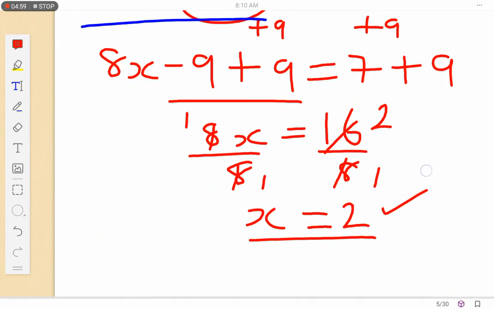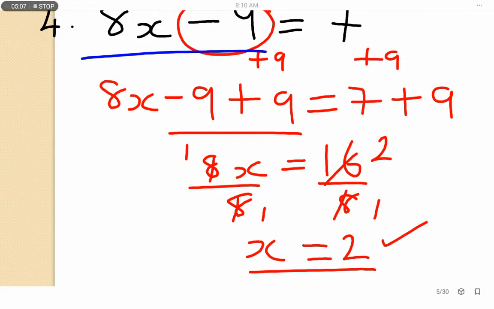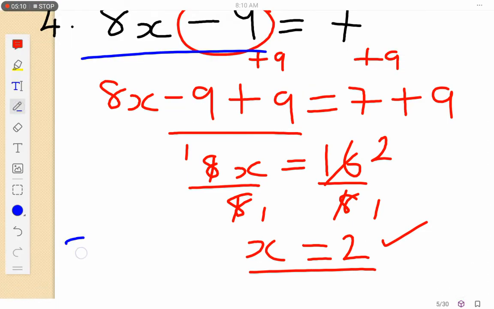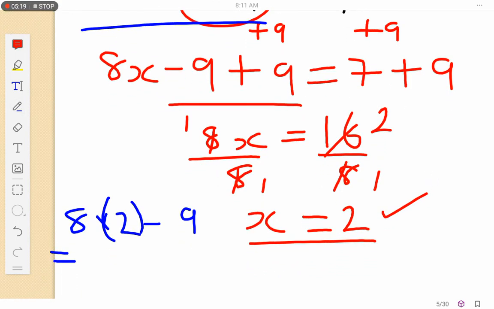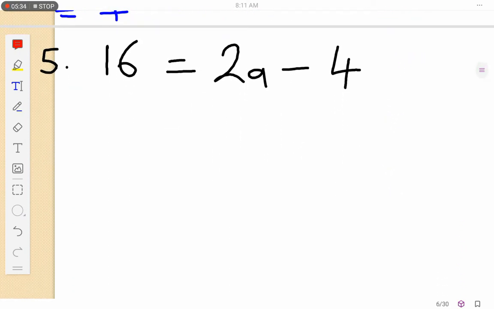When I'm checking my answer, I'm simply putting 2 for every x. So I'll have 8 times 2, then minus 9. These are the same brackets that I use. So this is the same as 8 times 2, we get 16. Then minus 9, we get what? We'll get a 7 there, which is this 7 that we have there. So it is balancing. Let's have a look at the other question.